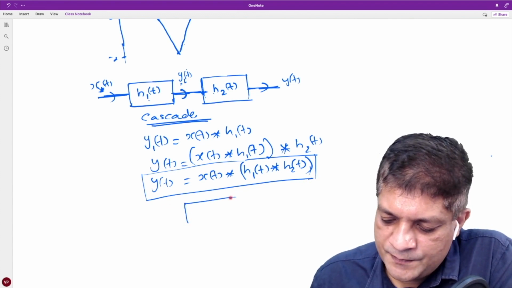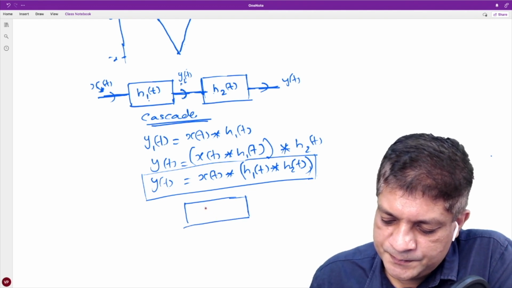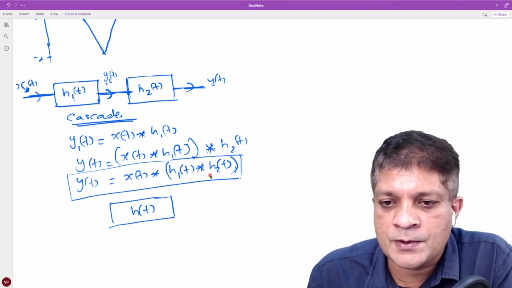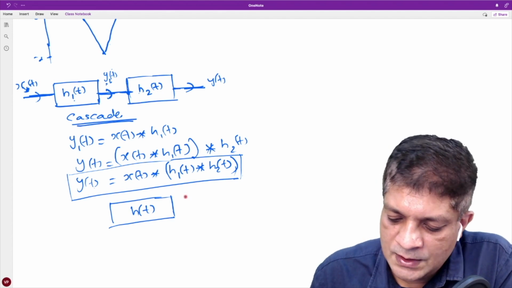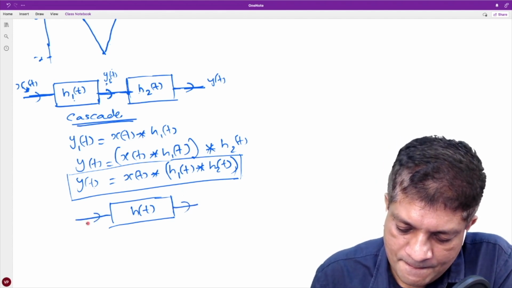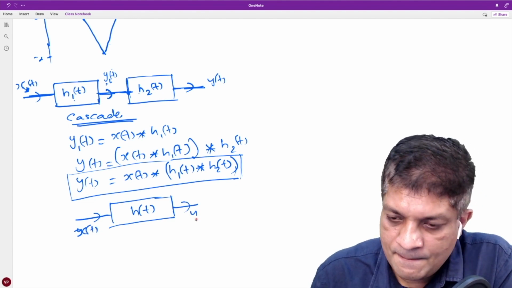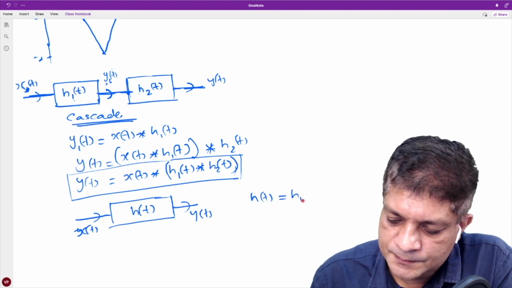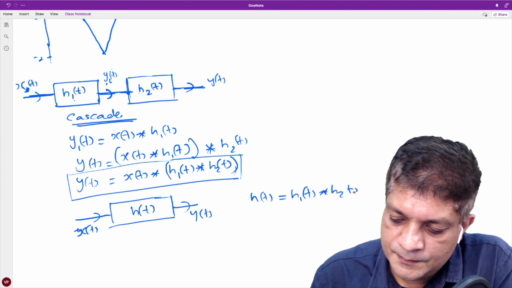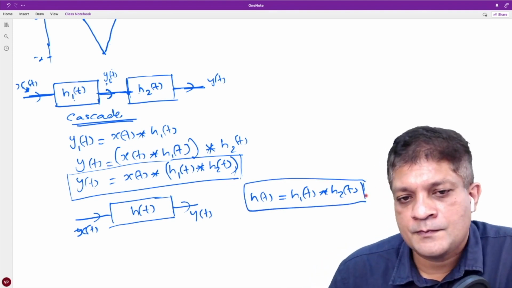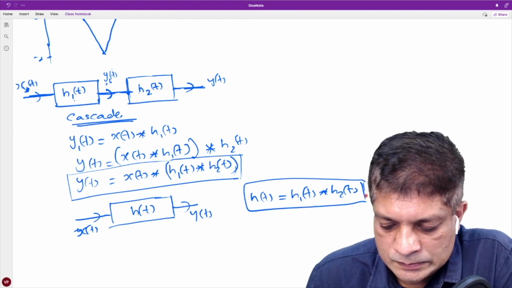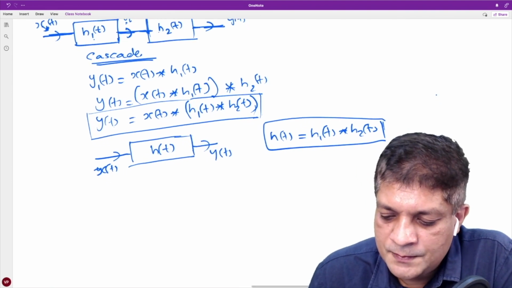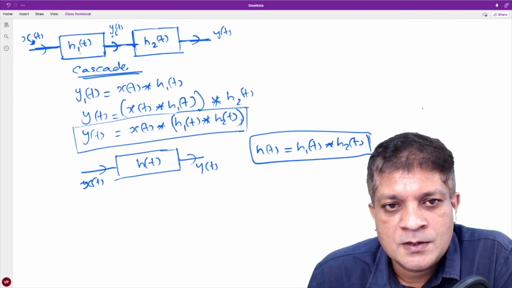Can we say that I have a system? Here, using the associative property of convolution, we can write it like this. Can we say that, where... is this true? Is this correct? Yes, sir. So what does it mean?